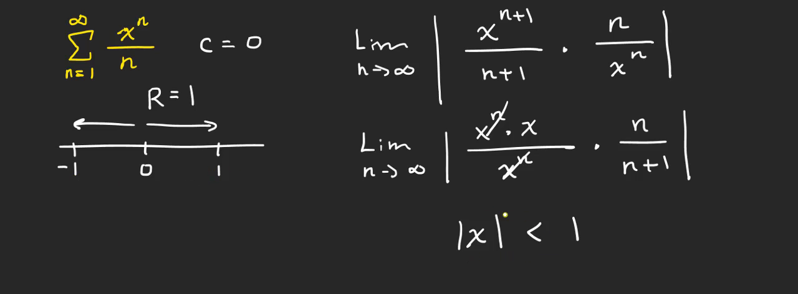By the way, when you solve for absolute value of x is less than 1, you get x is greater than negative 1 and x is less than 1. So you get the same result right here. And the center will be between negative 1 and 1, which is the same result as we get over here. So let's check the endpoint and see what happens.